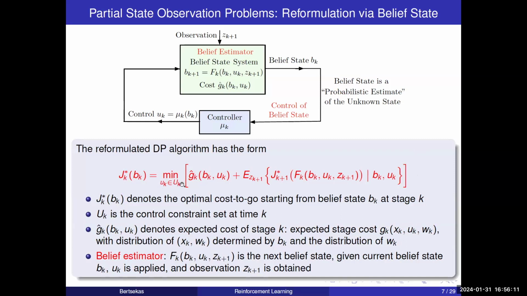There's an important detail here that I haven't mentioned, namely that this UK does not depend on the state. If you remember, in a standard formulation, UK depends on the state, right? Here it does not depend on the state, primarily because the state has changed. It's BK, which is a more difficult object to deal with. Any other questions?